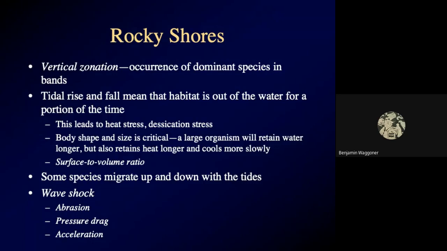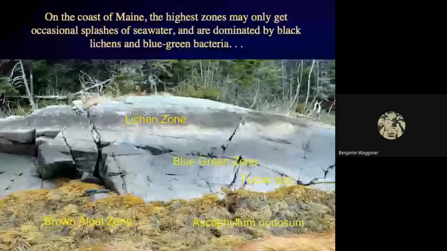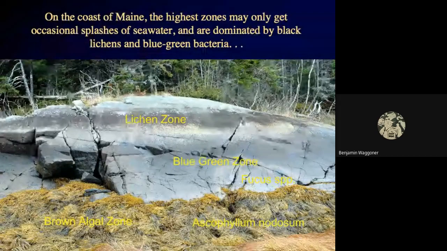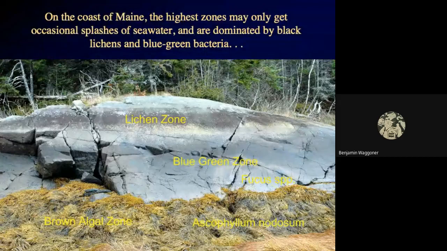So on the coast of Maine, for example, the very highest intertidal zones might only get splashed with seawater now and again, maybe not even once every day. And they're dominated by blue-green bacteria and lichens. I'm assuming you remember that lichen is a symbiosis between fungus and algae. And they may be the only things that can live that exposed, in a zone that's hit by seawater, but is also left dry for possibly days on end. They may be the only thing that can survive.